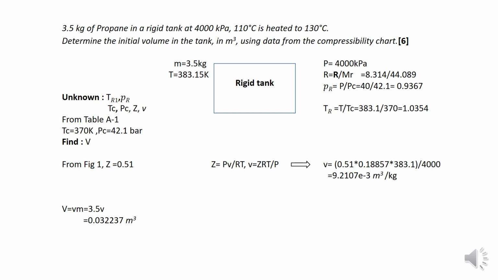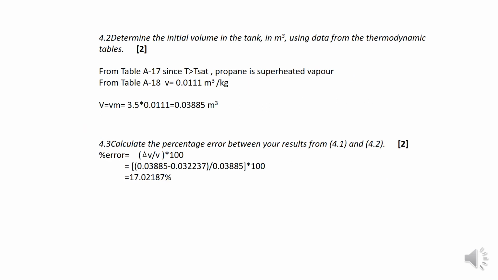cubic meters. An alternative approach is the initial volume can be calculated solely using thermodynamic tables. From table A18, we determine the specific volume at 40 bar and 383.15 Kelvin and use the formula volume is equal to specific volume multiplied by mass in order to obtain the volume. The initial volume calculated using thermodynamic tables results in a 17% error from the value calculated using the compressibility chart.